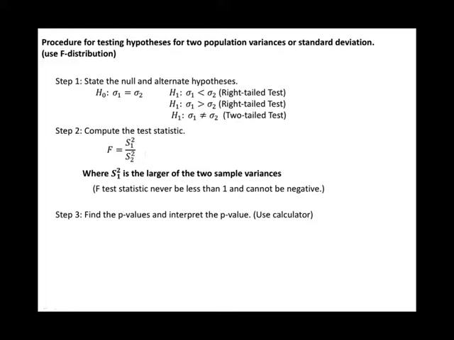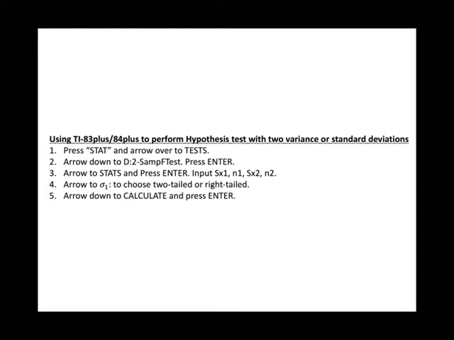Step 3: find the p-value and interpret the p-value. You can use the calculator for this part. And then at the end, state the conclusion. Again, you can look at session 8.1, that's a table. Remember the four conclusions, 1, 2, 3, 4; you can still use them. This is the procedure for how you use the TI-83 and 84 to perform hypothesis testing for two variances or standard deviations. We're going to cover this part after example 1.